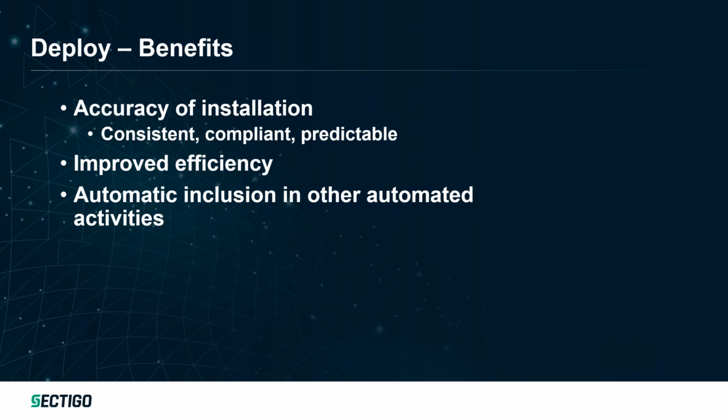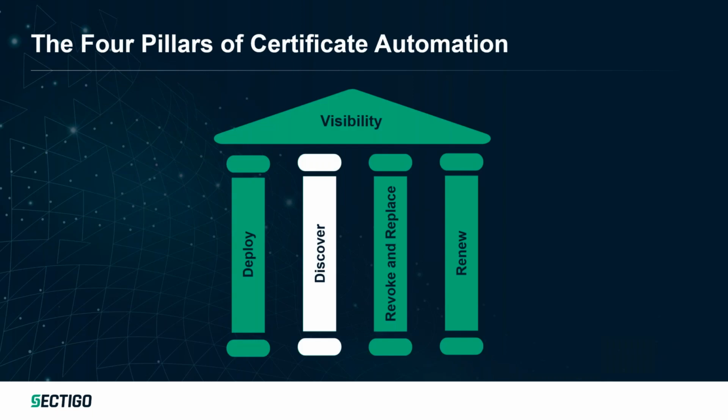Okay, added security. I love it. Very good, Jason. So those are the things that we get from automated deployment. The next pillar is discovery. So what do we mean when we say discovery?